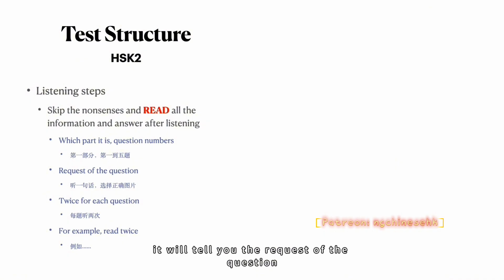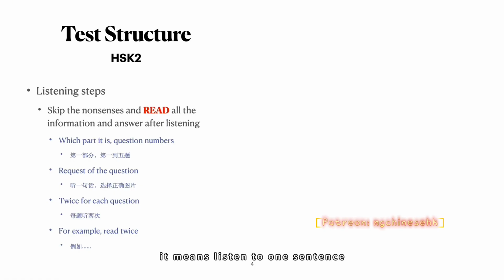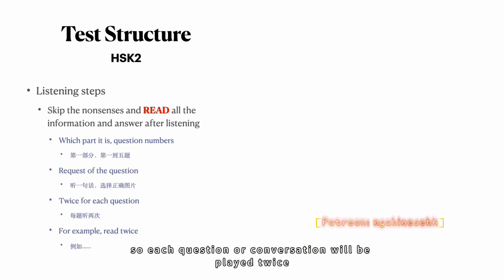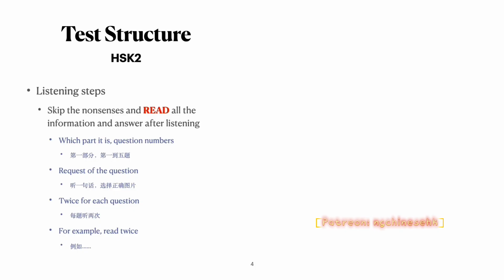Later on, they will tell you the request of the question. For example, 听一句话，选择正确图片. It means listen to one sentence. You have to choose the picture to match what you have heard. 每题听2次 means you have twice for each question. So each question or conversation will be played twice. Last one is 例如 followed by the example sentence. So all of these are not useful.